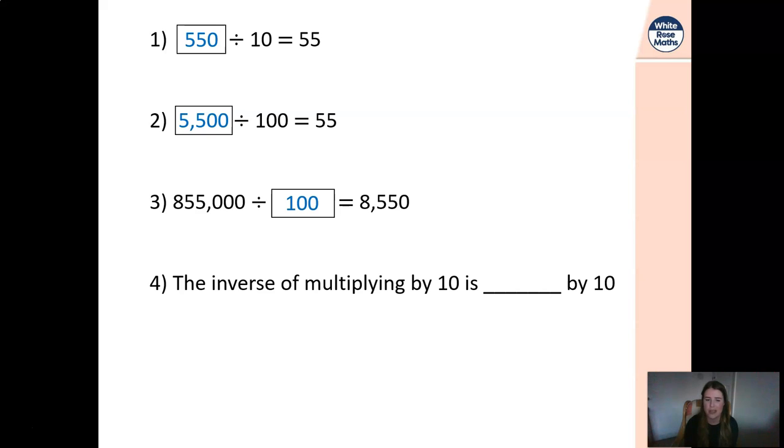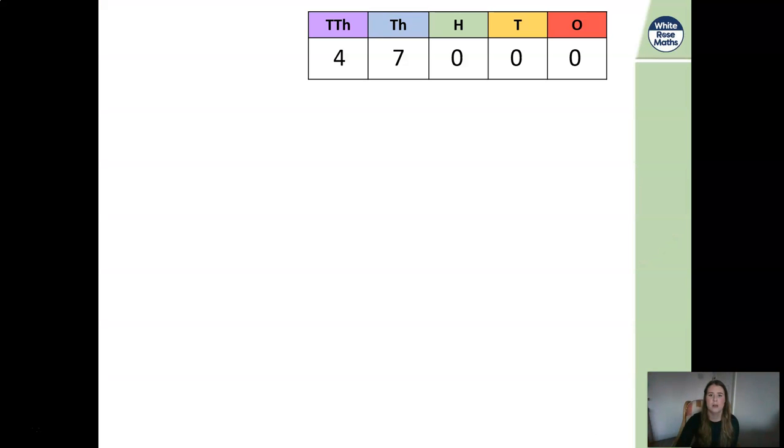Now this one's an easy one. So the inverse of multiplying by 10 is, see if you got it right, dividing by 10. Well done if you got all of those correct, Year 5. So let's move on to our learning for today.